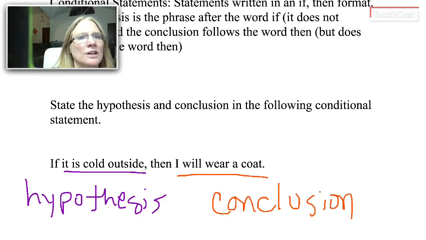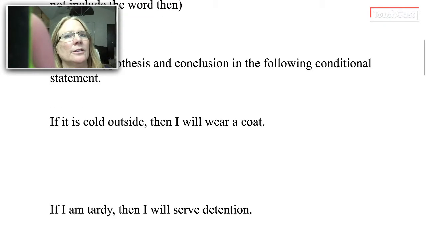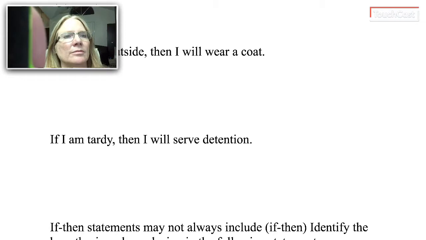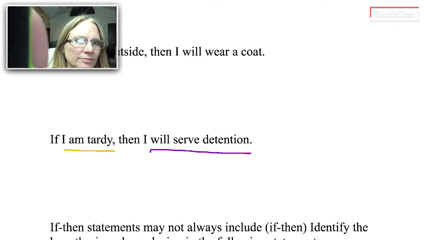So I will wear a coat is the conclusion in that statement. So if it is cold outside, then I will wear a coat. Hypothesis, it is cold outside. Conclusion, I will wear a coat. So see if you can do this one. If I am tardy, then I will serve detention. What is the hypothesis? Okay, the hypothesis is I am tardy. Then what is the conclusion? I will serve detention.